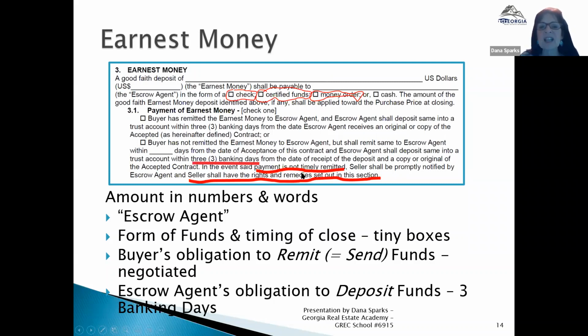So this means the buyer never sent the earnest money, or they sent the earnest money, the holder deposited it, and it was not honored by the bank. But for whatever reason, those funds are not on credit with the holder in their bank account. So the holder, the escrow agent, then must send notice to the buyer and seller, especially the seller, saying, look, this buyer said they were going to send you earnest money in good faith for you accepting their contract. They didn't do it. You now have these rights and remedies set out in this section.